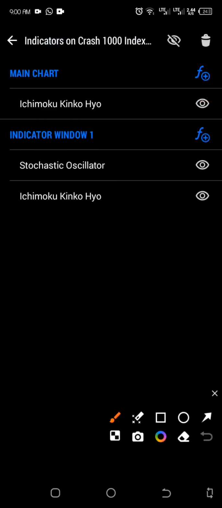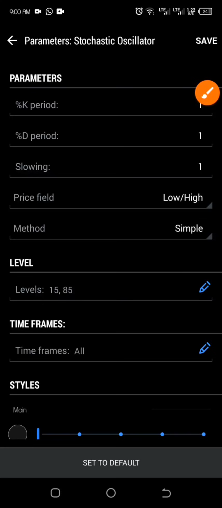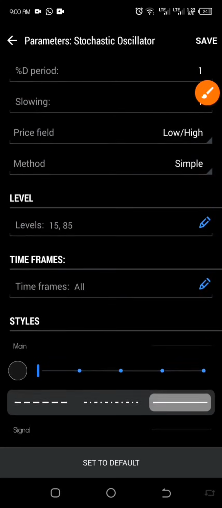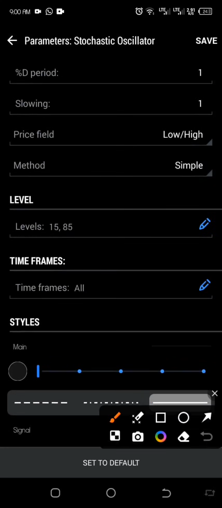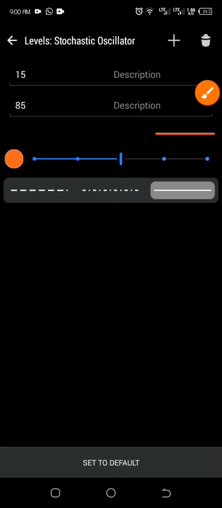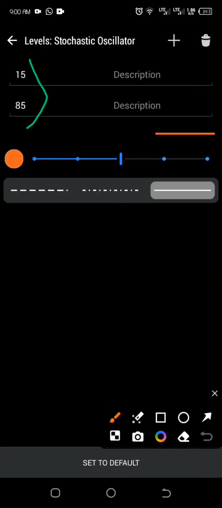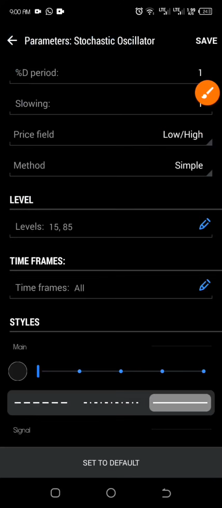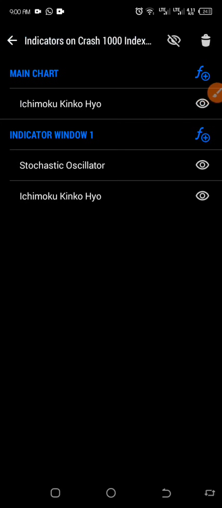Now moving on to the next indicator, which is the stochastic oscillator. How do we add this? We click on this F icon again, search for stochastic oscillator, and there are the parameters. We don't need the parameters here; what we need is the levels. We click on levels right here, and for the levels we need the 15 and the 85 levels, using a color of your choice. Then go back and click on save at the top. So that is the second indicator we are adding for the strategy.